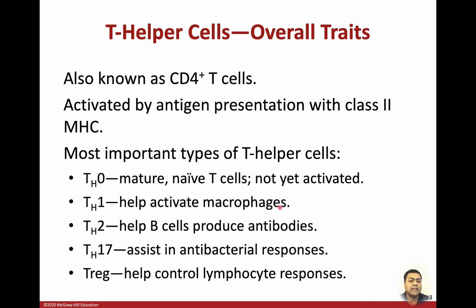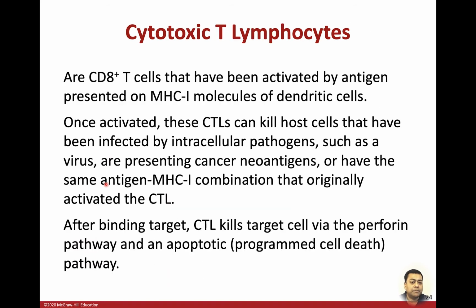They will activate B cells and others, and we'll come back to that. TH2, on the other hand, helps produce B cells and some antibodies. TH17 assists with antibacterial responses, and T regulatory cells help to control the lymphocyte responses. These are some of the primary functions, but there will be much more detailed secondary functions, and we're going to talk about that in a minute.